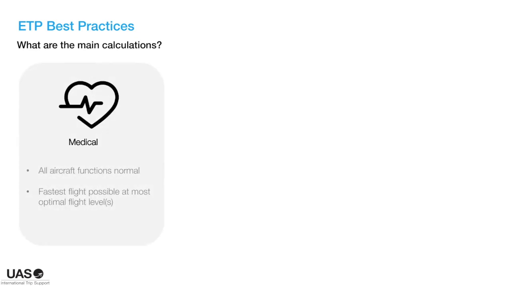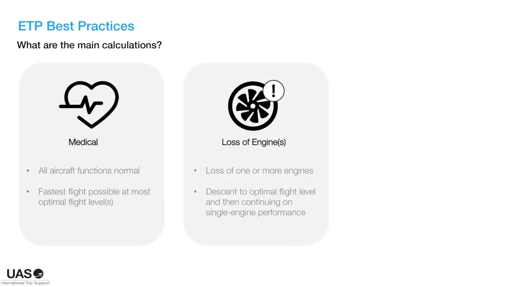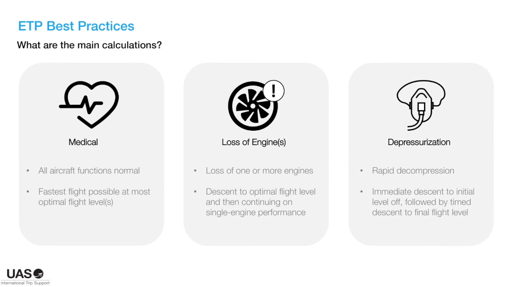The first scenario is the medical scenario, where you have a critically ill passenger or crewmate aboard. All aircraft functions remain normal, but we're looking for the fastest possible route to a suitable airport. The second scenario is the loss of an engine, or more than one engine. In this scenario, we're going to descend to an optimal flight level for single-engine flight and then continue the flight on single-engine performance. The third scenario is the loss of cabin pressure, and in this depressurization scenario, we're going to immediately descend to an initial flight level, followed shortly thereafter by a descent into the final flight level.